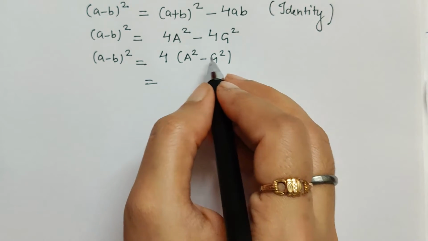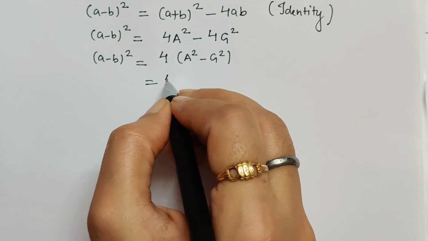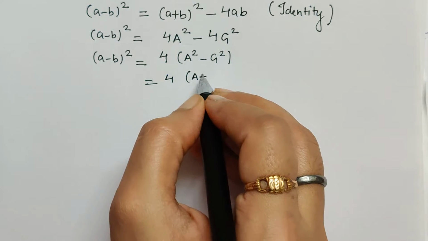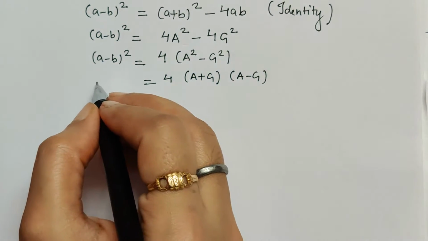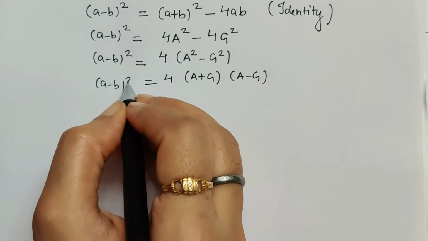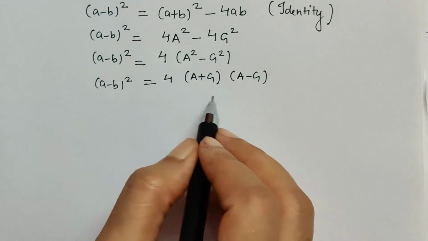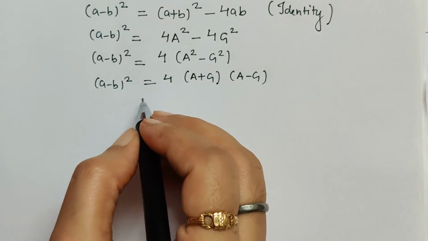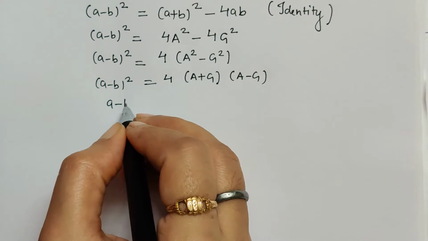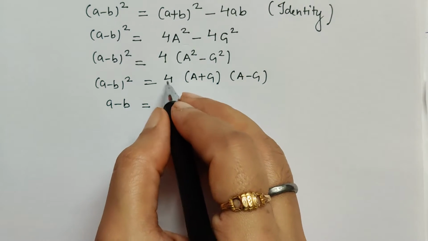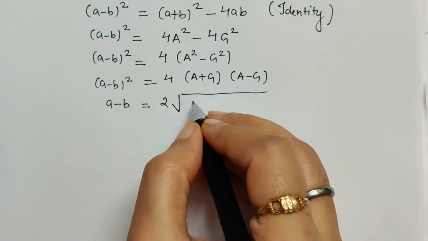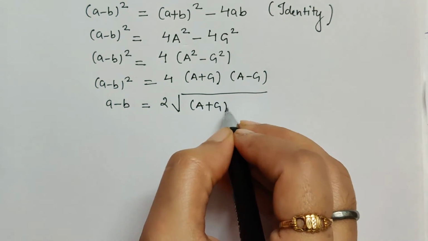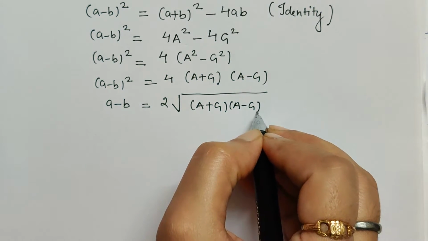Now this has the A square minus G square form, so this can be written as (A plus G) into (A minus G), and this is (a minus b) whole square. Now if I take the square root on both sides, this square will get removed and we will have the value of a minus b as well. Square root of 4 is 2, and we put the square root over the left out term. So this will be a minus b equals 2 under root (A plus G)(A minus G).